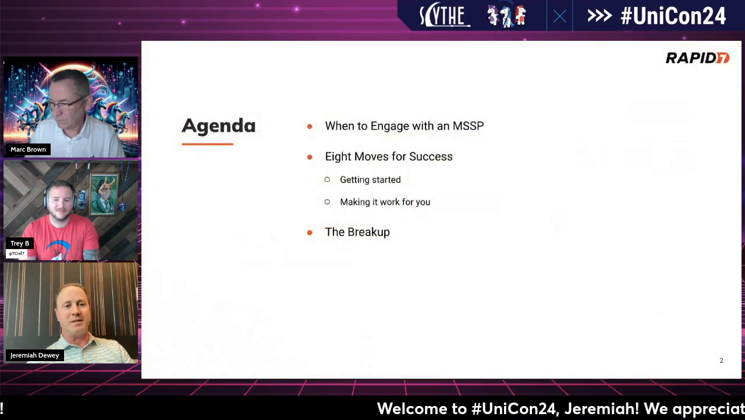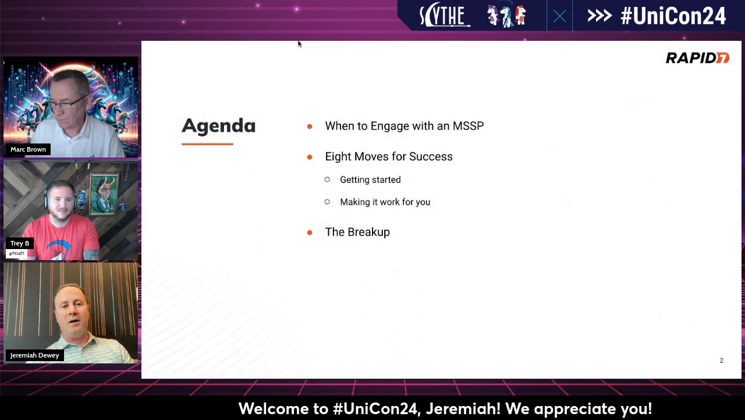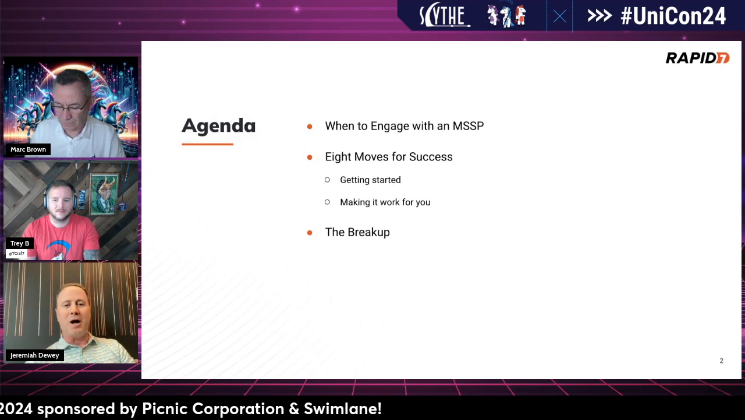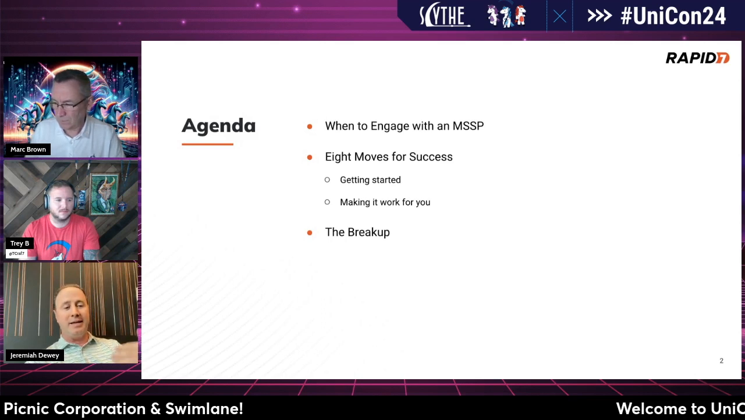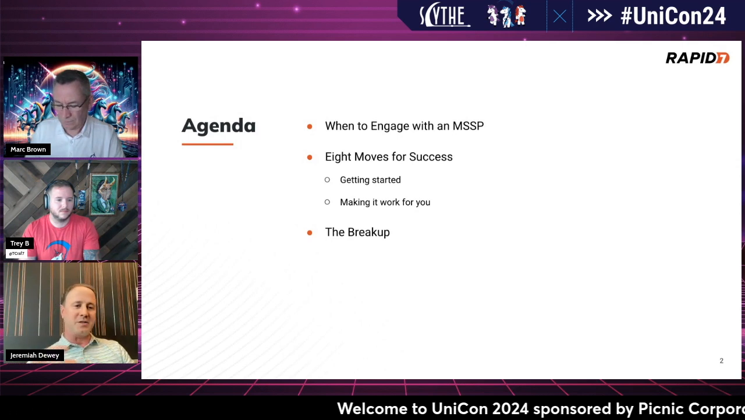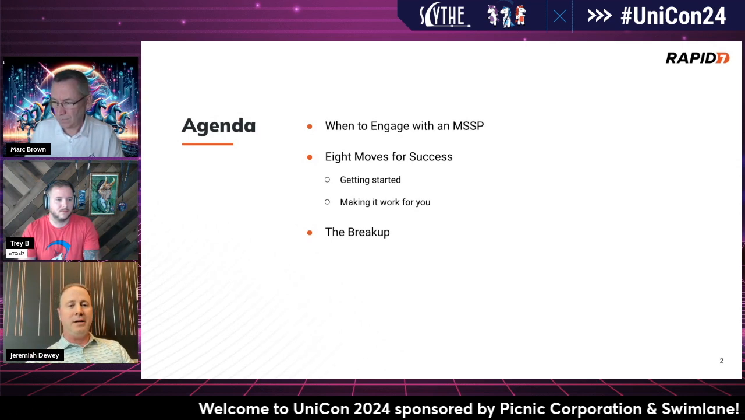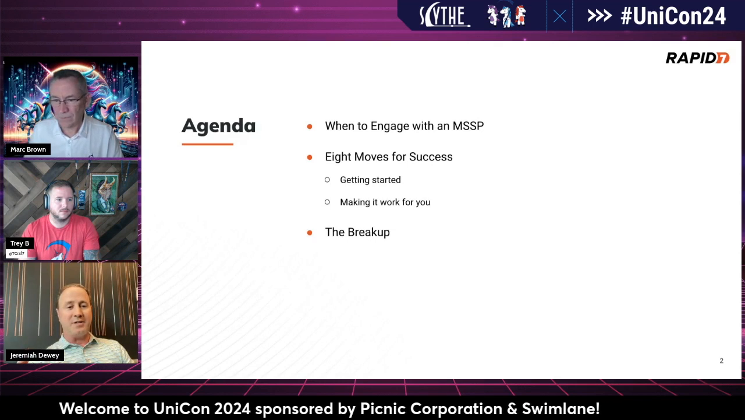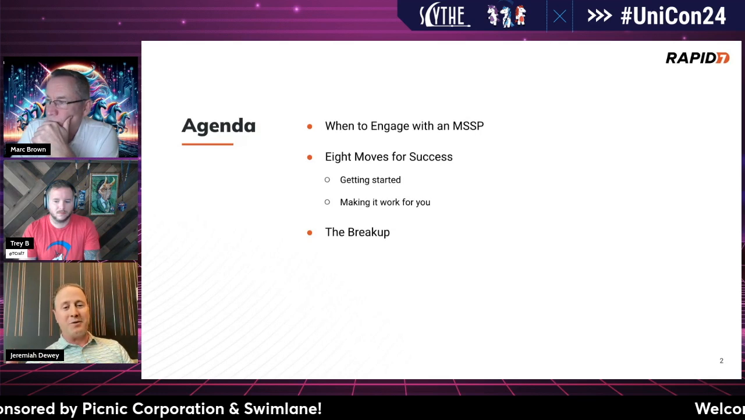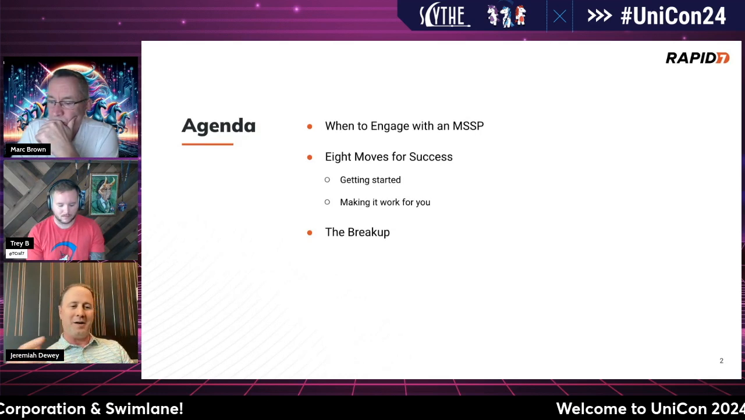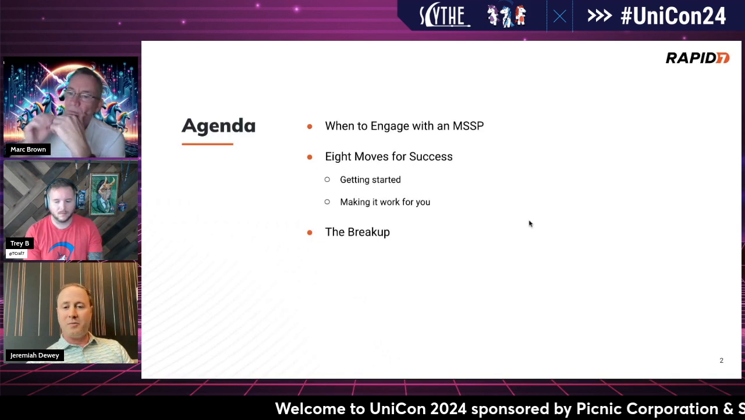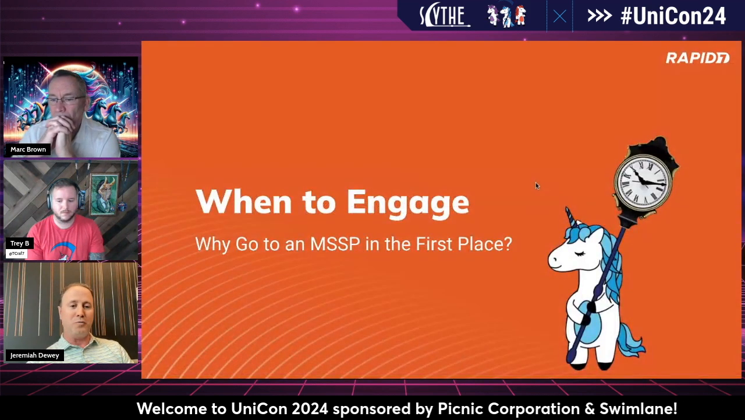What we're going to do is talk about the process all the way from when to engage with an MSSP, the decision process in doing that, and then going into some moves to ensure success, all the way from getting started and kicking off the relationship into once it's kicked off and it's underway, making it work. And then, it's inevitable in some cases there is a breakup. How do you go through that, and what are some of the factors for it? So with that said, I think we'll go ahead and dive in on when to engage.